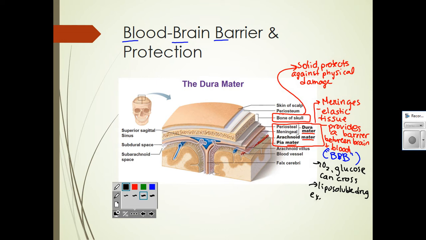So for example, it could be something as mundane as caffeine, or it can be something as serious as heroin. There are drugs that can cross the blood-brain barrier, which would explain why they have effectiveness, because they can get in and affect your brain tissue.